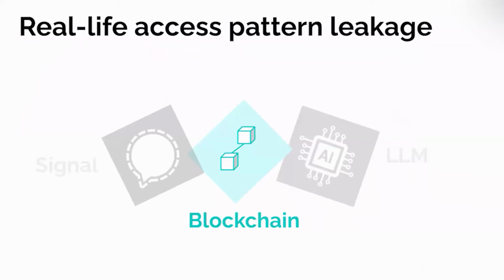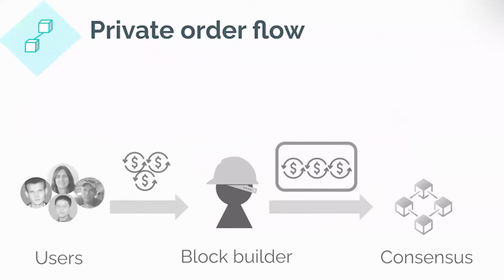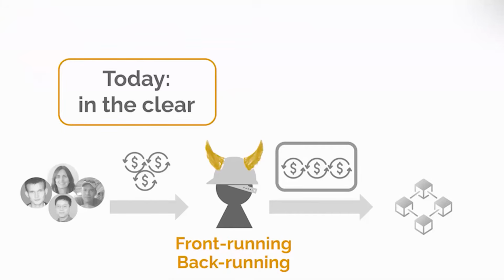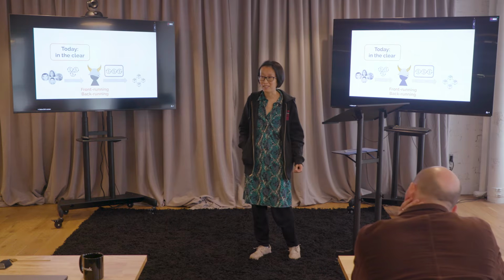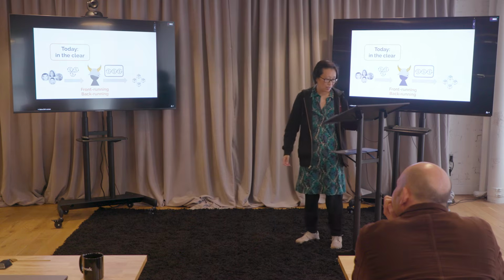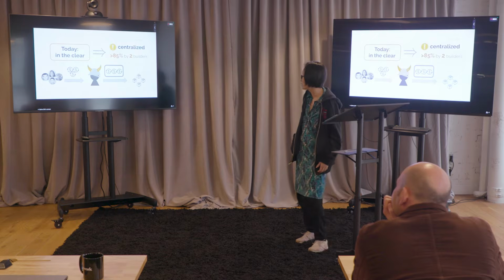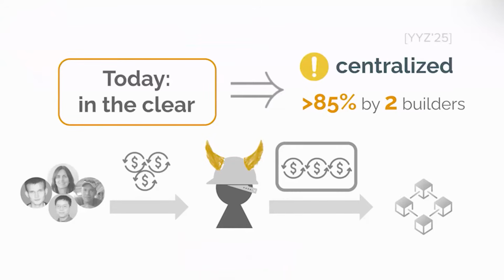I'll just talk about one particular application, private order flow. So today what happens is that all the transactions are submitted in clear text, and then the block builder will assemble the next block to be included in the consensus protocol. The problem with today's approach is that the block builder can perform front-running and back-running attacks. So I gave the talk earlier to a crypto audience, but to this audience, this is called MEV. And it's a big problem in the cryptocurrency community because this is actually causing the infrastructure to be highly centralized.